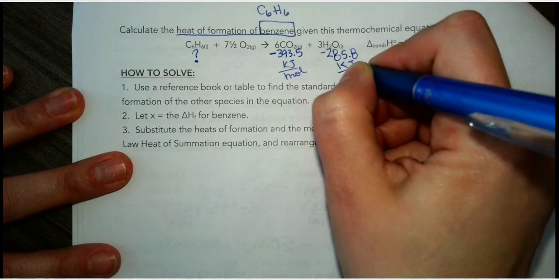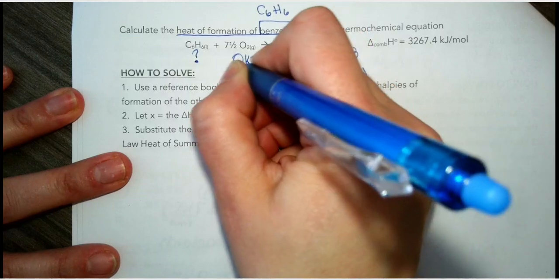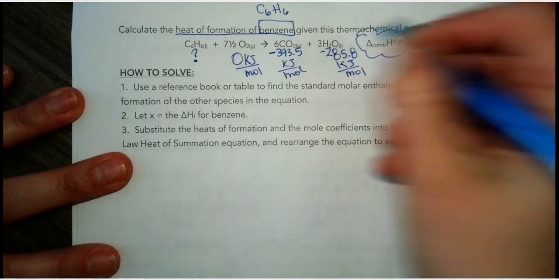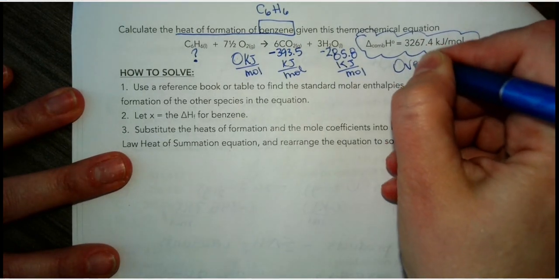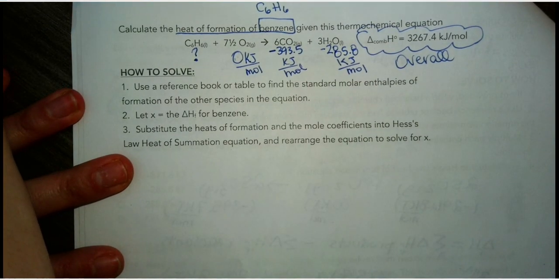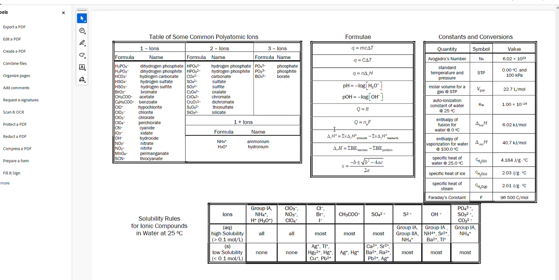Now, there's nothing given about oxygen here. Why? Free element, so it's 0 kilojoules per mole. And we have the delta H of combustion over here. That means the overall is that number. So when I'm thinking of overall, that number, pulling it up here for you, that is the delta H that is equal to it, okay?